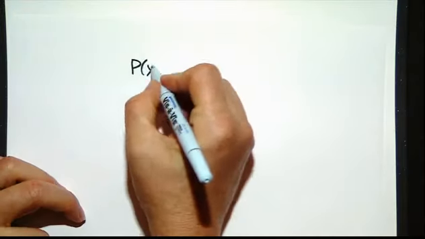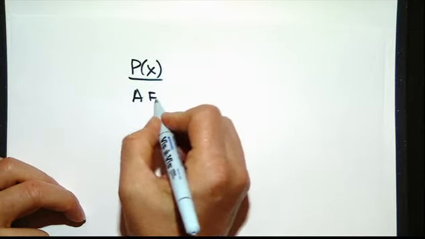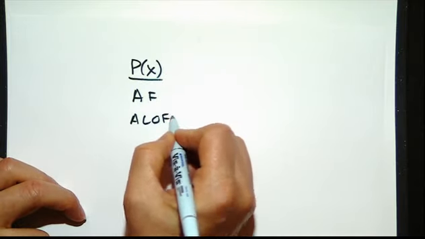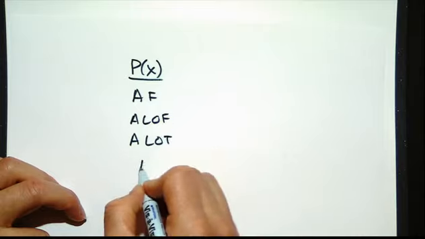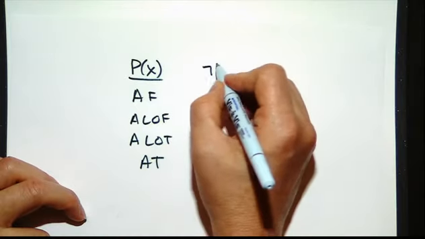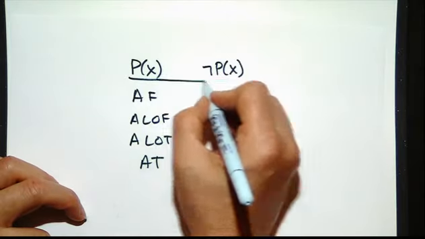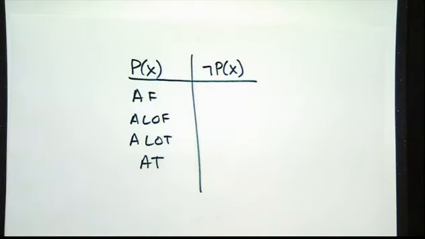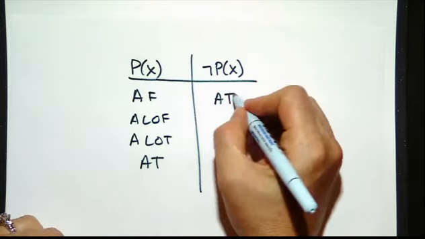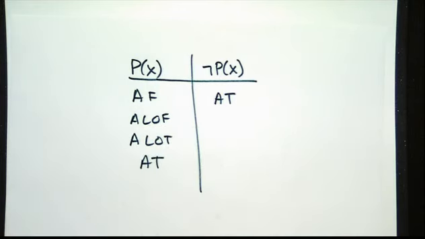So if I have P of X and I'm using my shorthand, let's just try all of the possible values here. I want you to figure out what not P of X is. So if I say P of X is always false, then what is not P of X? It's always true. If I say P of X is at least one false, how about not P of X? It's at least one true.